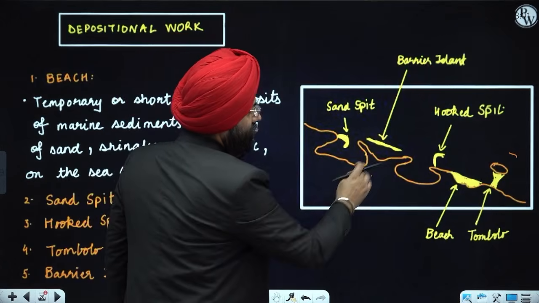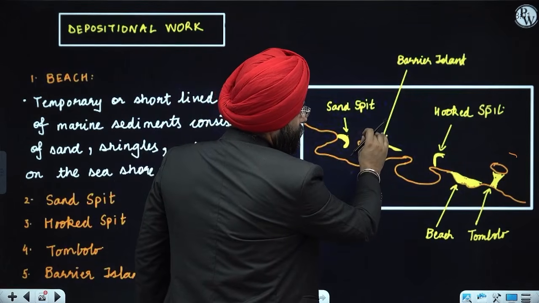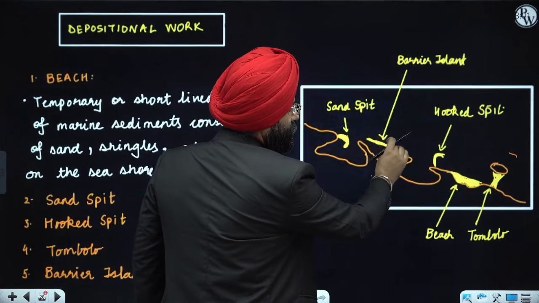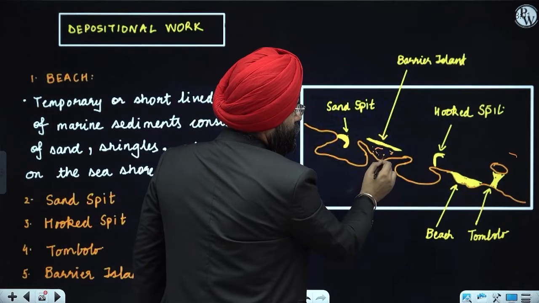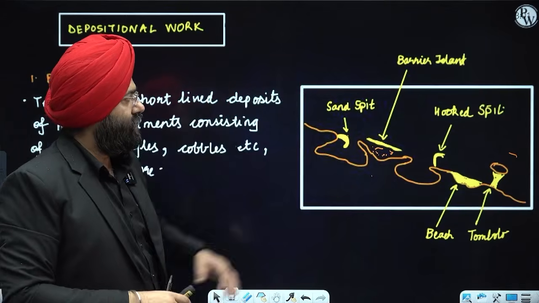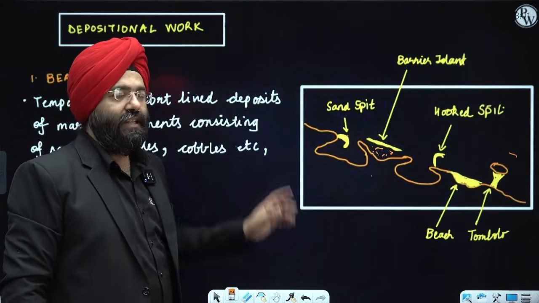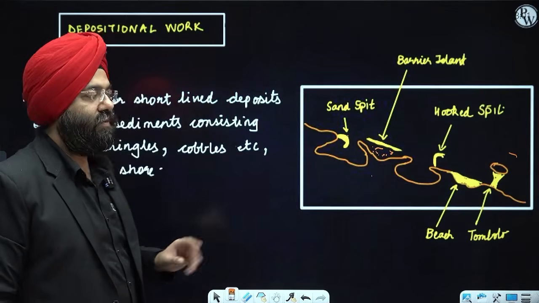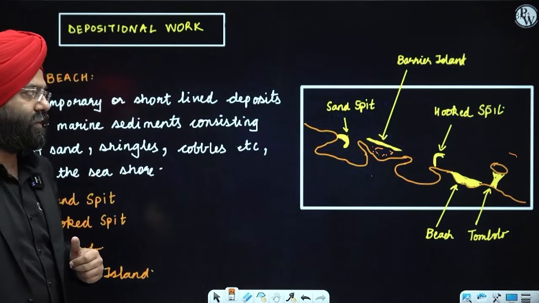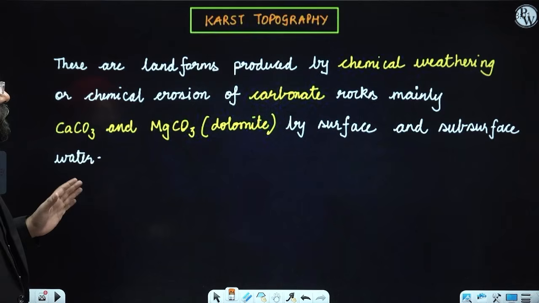And obviously, if this internal water land is separated, or let us say a depositional feature is there, this is known as a barrier island, which is separating this particular piece of water body, or a lagoon also. So this is known as a barrier island. So these are the depositional features associated with the waves, which we are going to study in detail in the oceanography chapter also. Next comes karst topography.